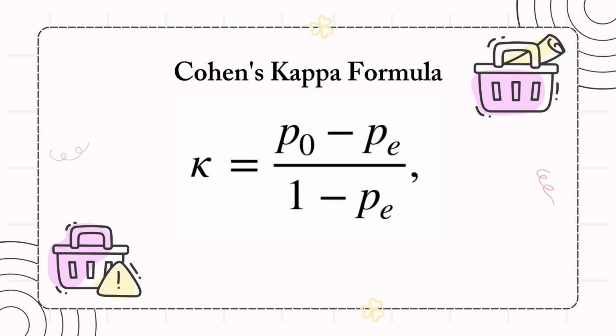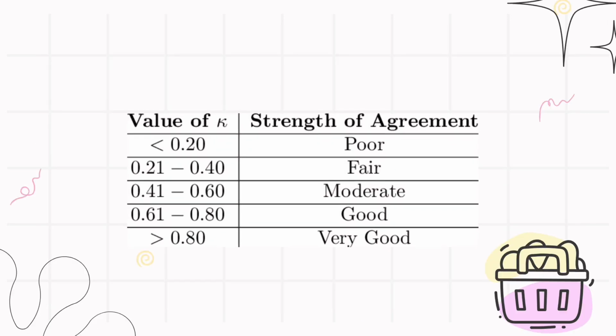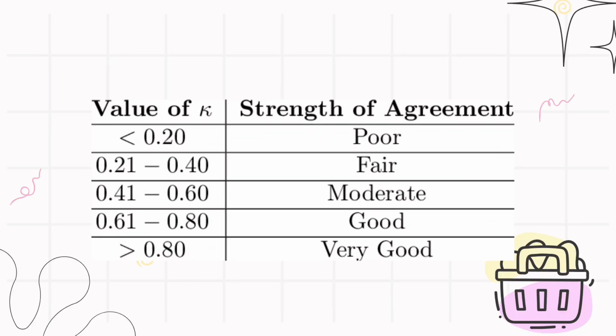As you see in this picture below, this is the formula of Cohen's kappa, and the interpretation of Cohen's kappa, you can take a look over here. There is a strength of agreement for the value of Cohen's kappa, from poor, fair, moderate, good, and very good. Okay, then we're done with reliability.